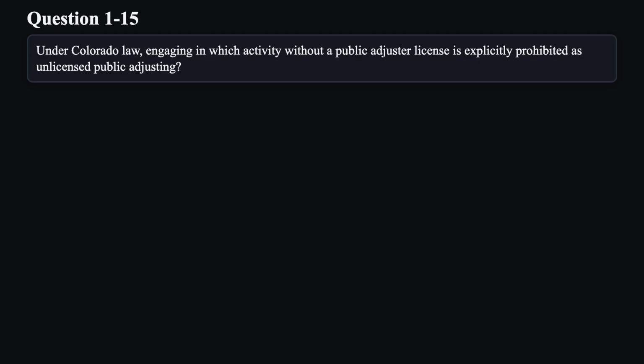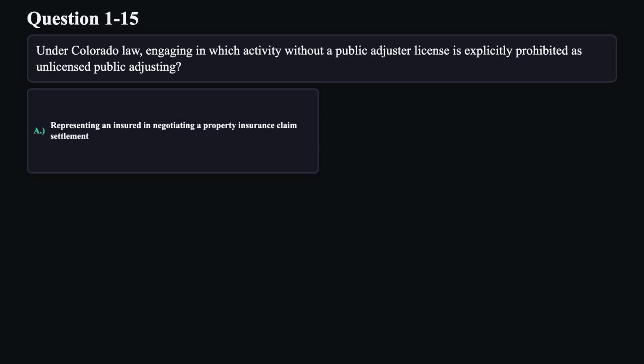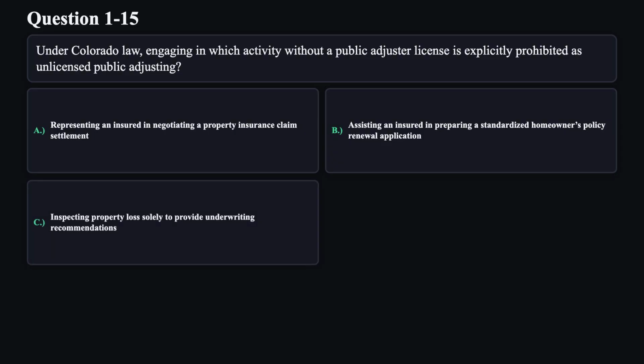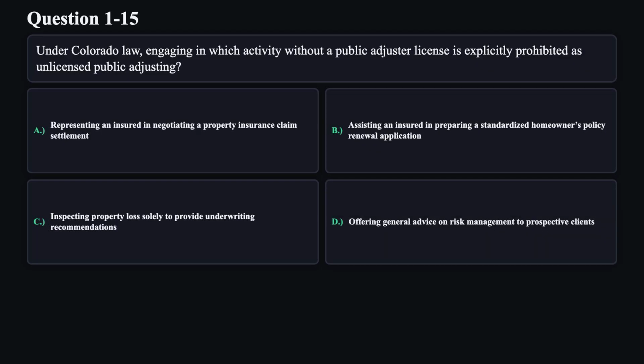Question 15. Under Colorado law, engaging in which activity without a public adjuster license is explicitly prohibited as unlicensed public adjusting? A. Representing an insured in negotiating a property insurance claim settlement. B. Assisting an insured in preparing a standardized homeowner's policy renewal application. C. Inspecting property loss solely to provide underwriting recommendations. D. Offering general advice on risk management to prospective clients.